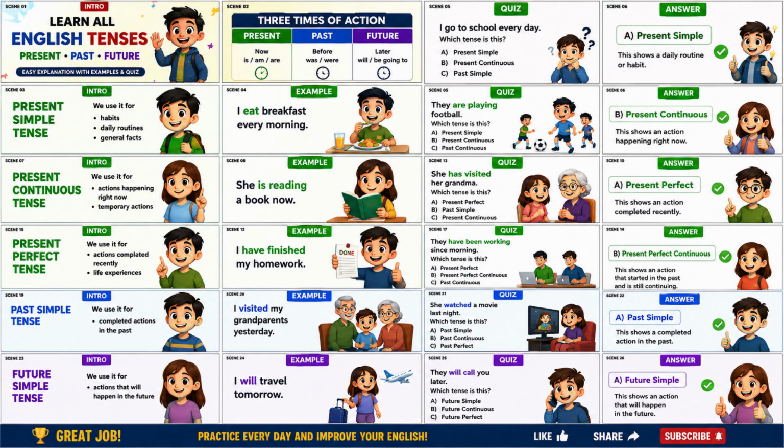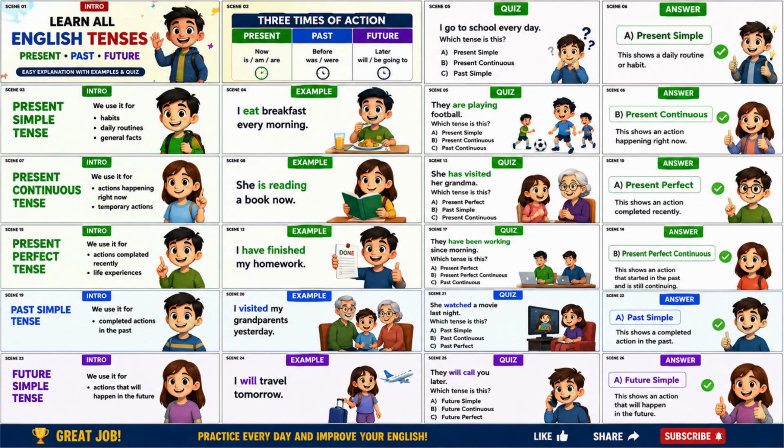Great job. Quiz time. She was cooking. Which tense is this? Past continuous. Next, they had finished the game. Which tense? Past perfect. Now let's talk about the future.